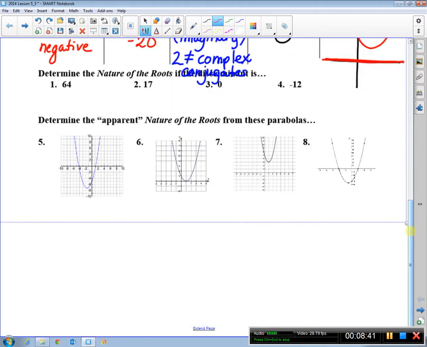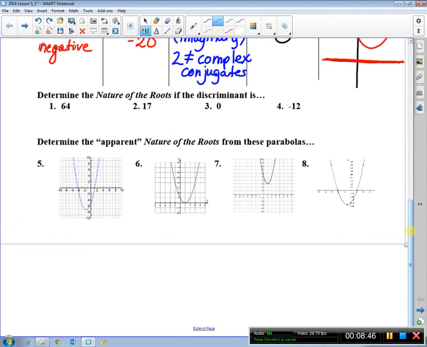All right, so let's do some practice. I'm going to scooch this down. So our discriminant, we're working with the discriminant. Equation for the discriminant is b squared minus 4ac. If the discriminant is 64, look up at the chart. What kind of roots do we have? If you said 2 unequal, real, rational, in any order, you are correct.